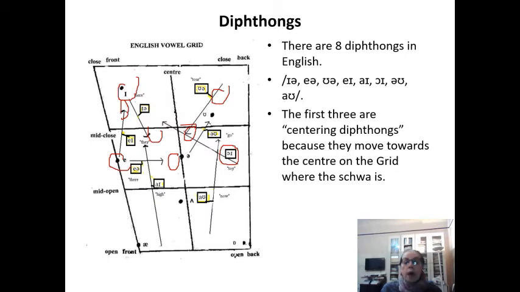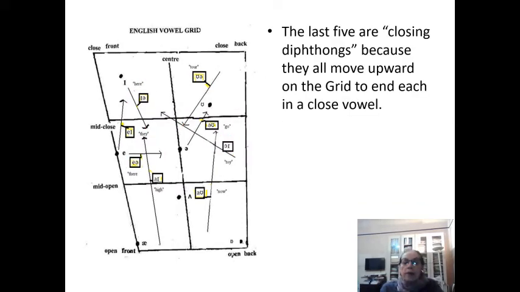Now the first three are centering diphthongs. Because they end with a schwa in the center. The others are called closing diphthongs, from open to close. So we have three centering and five closing. Right. Now the last five are the closing.